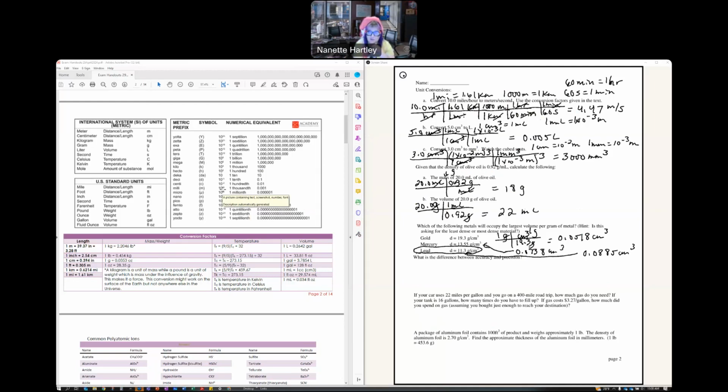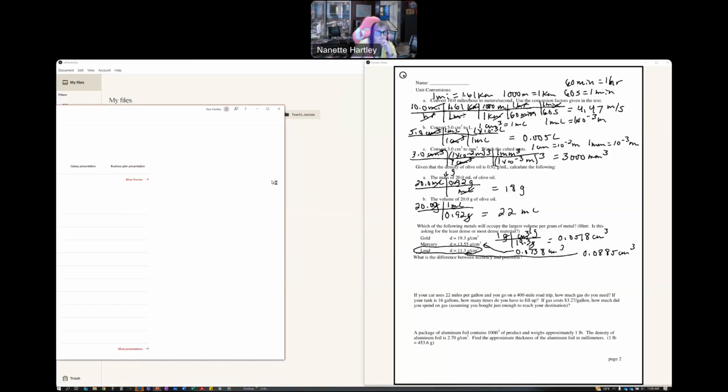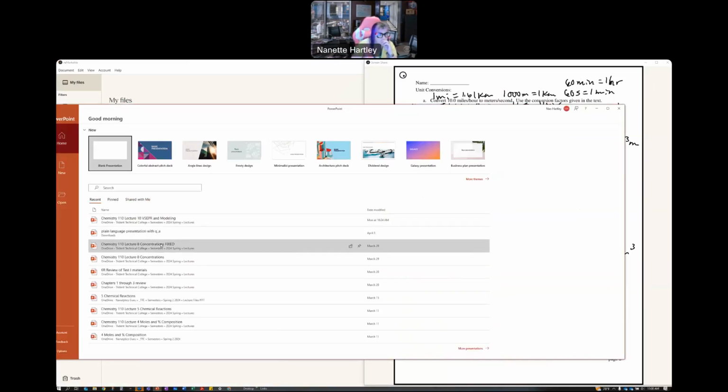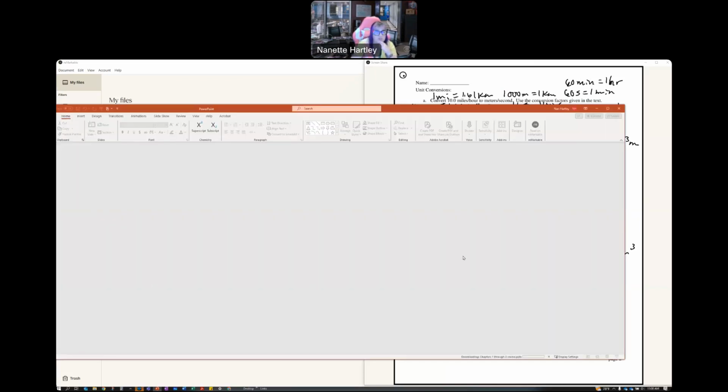What is the difference between accuracy and precision? So accuracy and precision. Let me find the chapter 1 notes. Let's see if it's in the review. I can't remember if it should be.